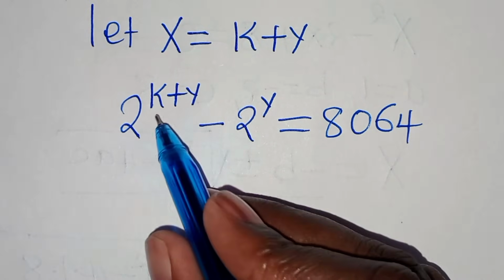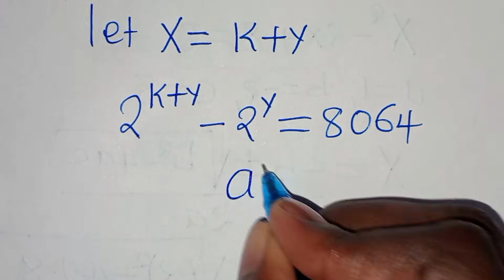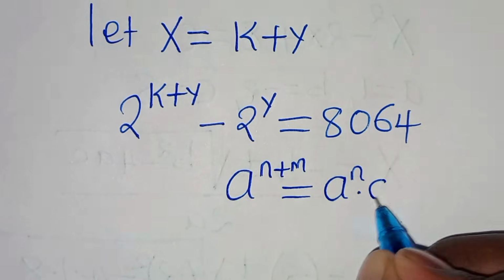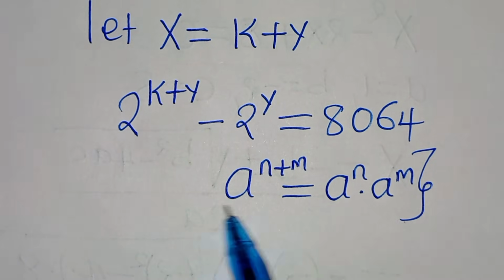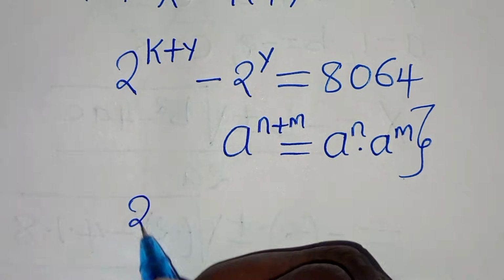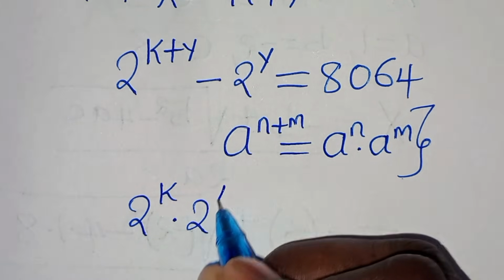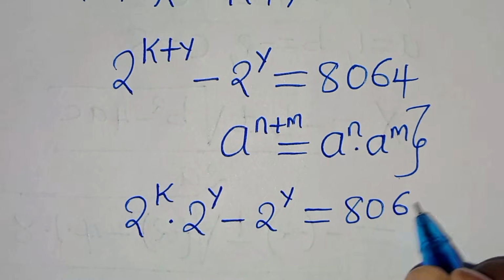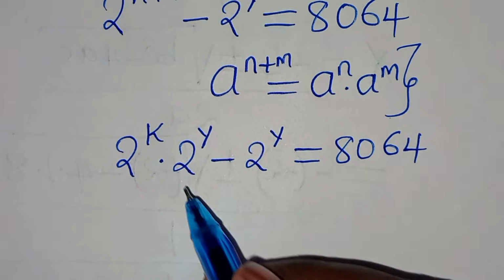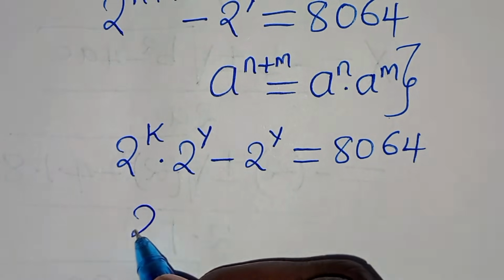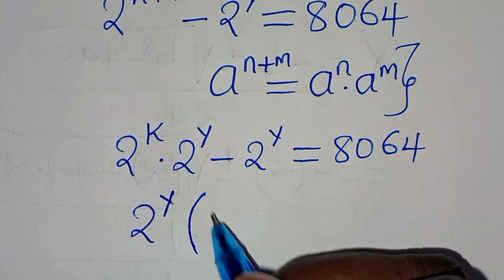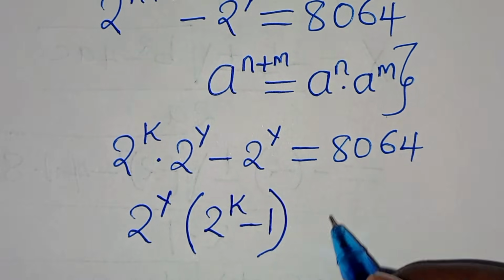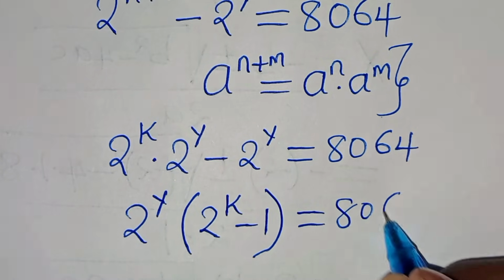So we have 2 to the power of k plus y. This is in the form of a to the power of n plus m, which we can express as a to the power of n times a to the power of m. Applying this exponent property, this is 2 to the power of k times 2 to the power of y, minus 2 to the power of y, equal to 8064. 2 to the power of y is common here, so we can factor out 2 to the power of y into the parentheses. This is 2 to the power of k minus 1, close the parentheses, equal to 8064.